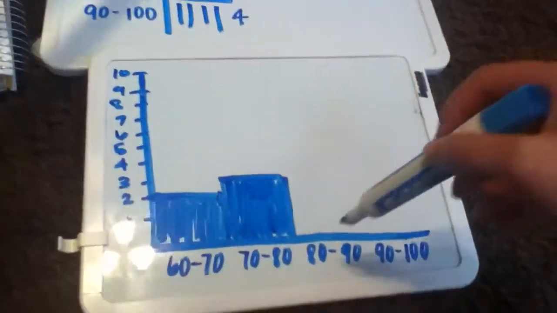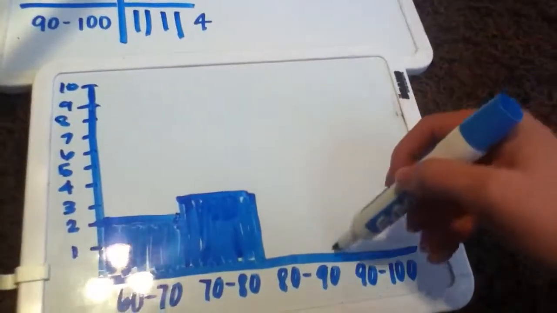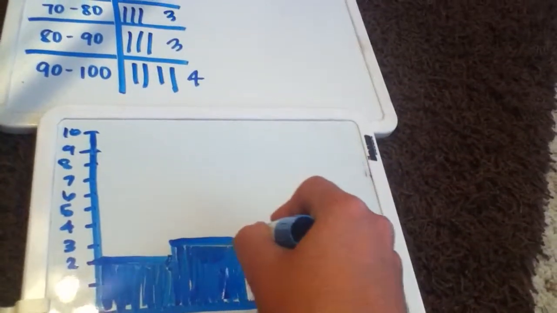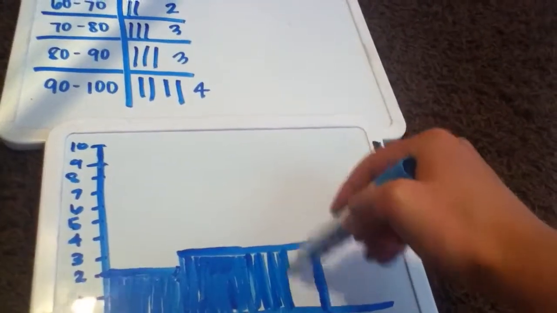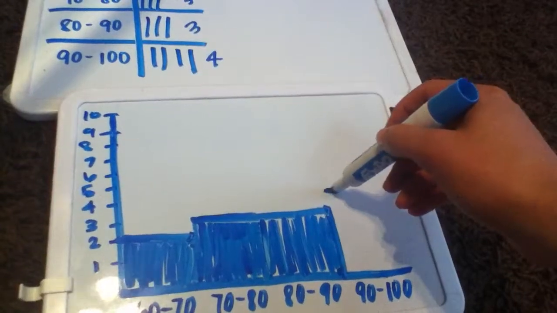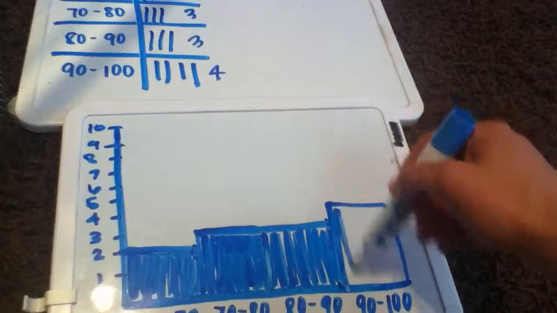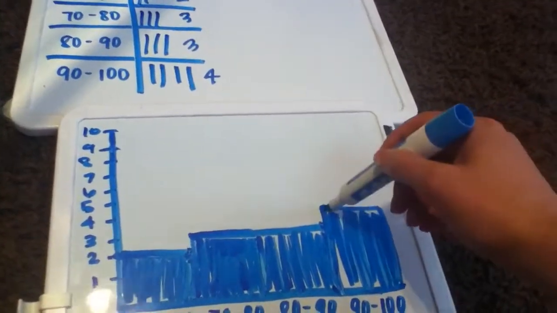Now, the next one is 80 to 90. So 80 to 90, there were 3, so that's just going to continue on all the way across. This is the same, so we could just continue to color that in. The last one is 90 to 100, and we see that 4 students got in that range. So we're going to find the mark for the 4. And this is going to be the last thing we need to do. And this is 90 to 100.